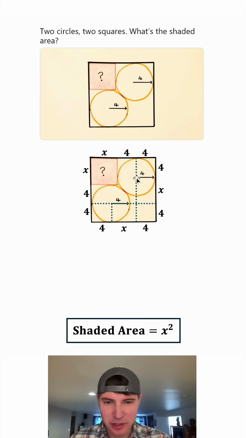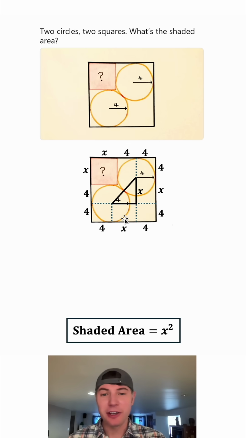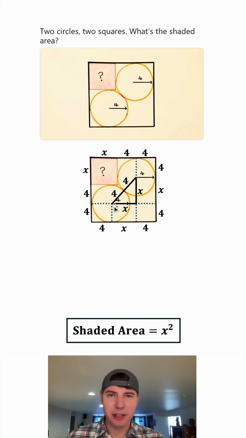Now for the next step, let's draw this right triangle inside of here. The height of our right triangle will be the same thing as this right here, so it'll be equal to x. And the base of our triangle will be the same thing as this right here, so it'll be equal to x. And then the hypotenuse is going to be made up of this radius, which is 4, plus this radius, which is 4. So the whole thing's going to be equal to 8. And now let's focus on that triangle.